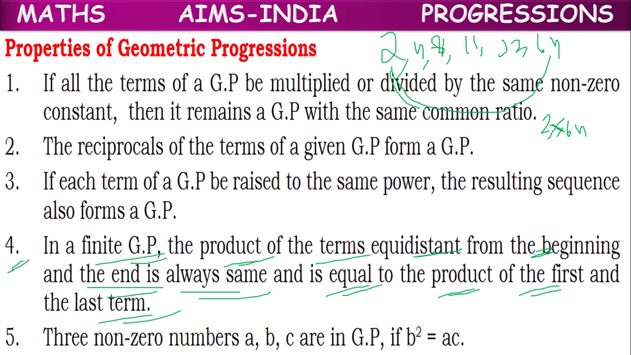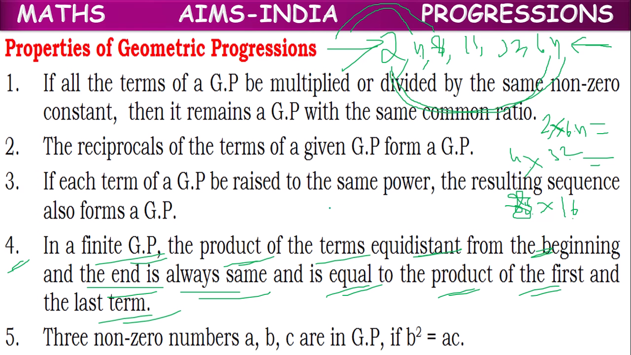Not only the first and last one, the terms which are equidistant from the beginning and from the end. From the beginning, the second term is 4. From the last, the second term is 32. This 2 into 64 is equal to 4 into 32. Or from the beginning, the third term is 8. From the last, the third term is 16. These are all equal: 2 into 64 equals 4 into 32 equals 8 into 16.